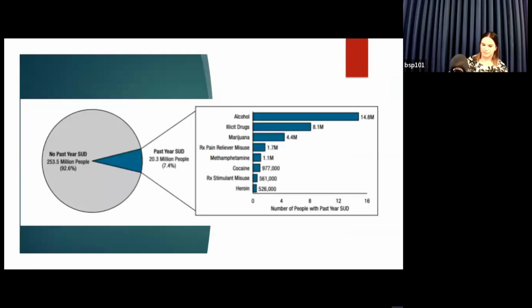So this data is from 2017, so a little old, but COVID affected our ability to effectively survey people. So we don't have tons of stuff from the last few years, but I think this is a really important pie chart. So this is a cross-section from the United States, and of everyone surveyed, which is ages 12 and up, 7.4% of people met the criteria for a substance use disorder at some point in the last year, which is huge.